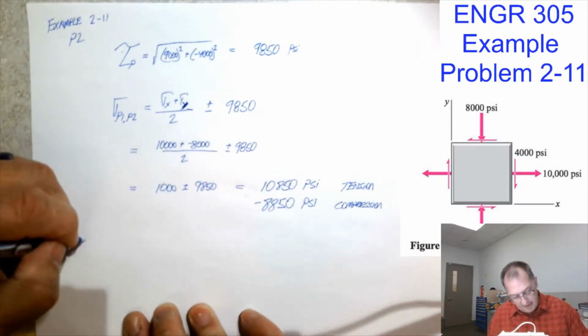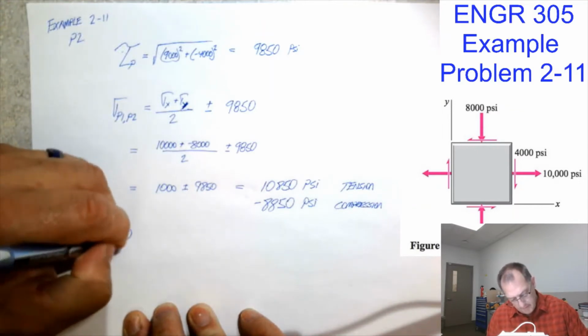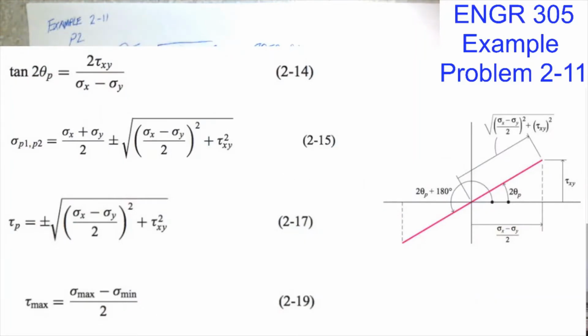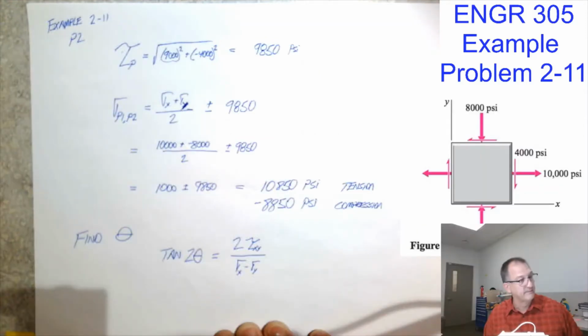So find theta. Well, the equation for theta, let's pull that up on the screen. I don't have an equation for theta, but I do have that equation 214. Tangent of 2 theta is equal to 2 tau xy over sigma x minus sigma y. Well, we're going to see where that equation comes from. I'll spend more time on that in a lecture part, not in a homework part. Let's just use the equation.